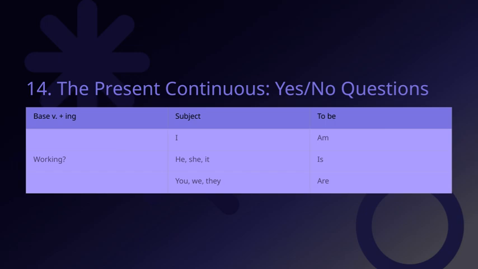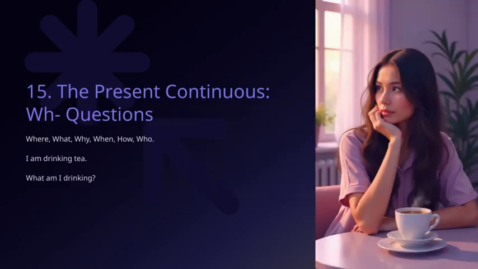So the key points here are, always match the correct form of to be with your subject, and then add the verb with ing. This structure helps us ask clear yes or no questions in the present continuous tense, which is very useful for asking about ongoing actions right now. So, what am I drinking? Well, I am drinking tea.